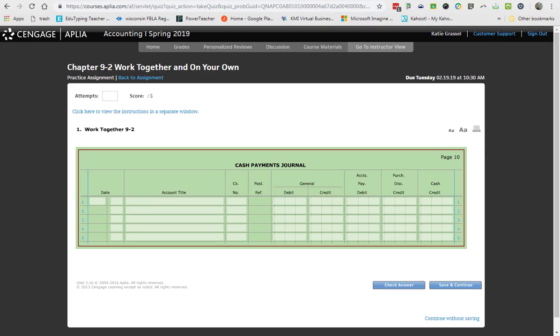My purchases discount would be 5, and how much am I paying them in cash? 95, because my 2 credits equal my debit. So this also shows me at the end of the month how many invoices I paid within the discount period in order for me to make more money on my products.